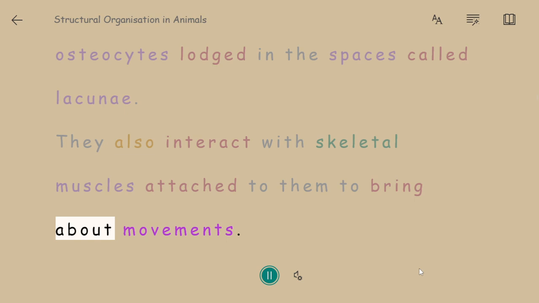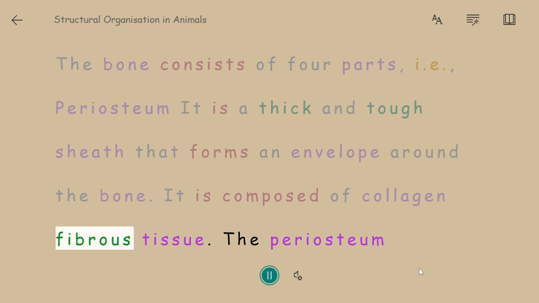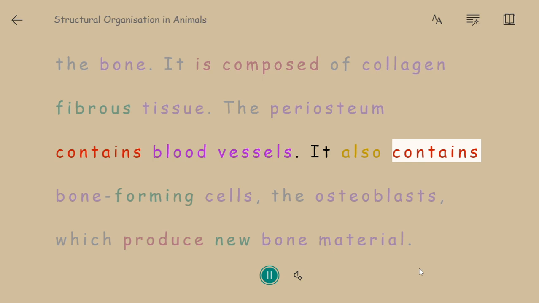The bone consists of four parts. Periosteum. It is a thick and tough sheath that forms an envelope around the bone. It is composed of collagen fibrous tissue. The periosteum contains blood vessels. It also contains bone-forming cells, the osteoblasts, which produce new bone material.